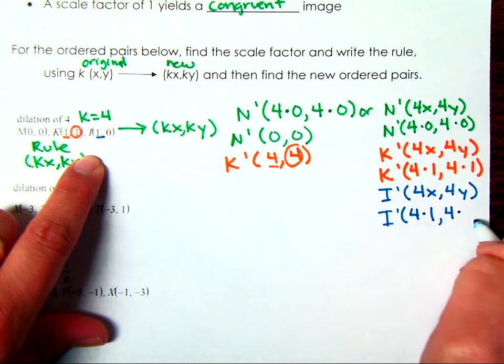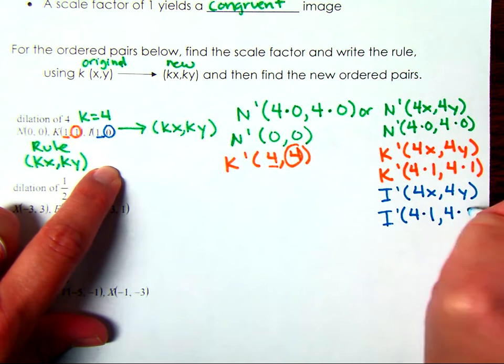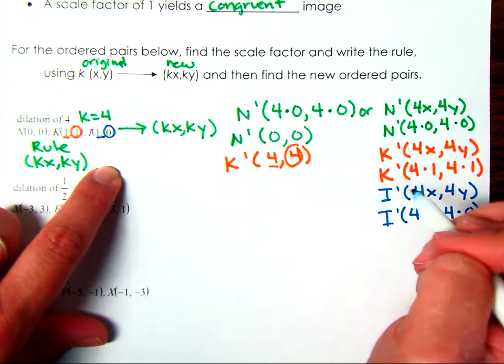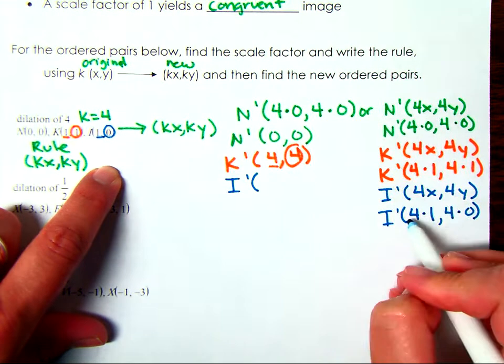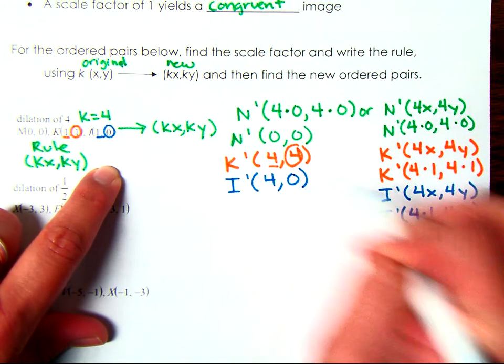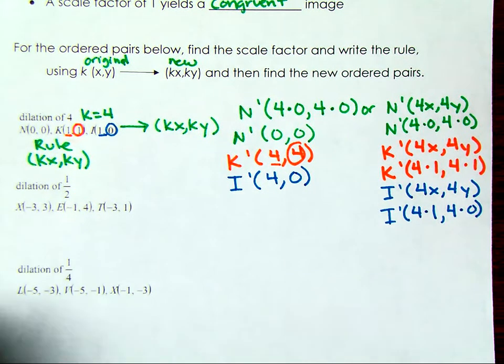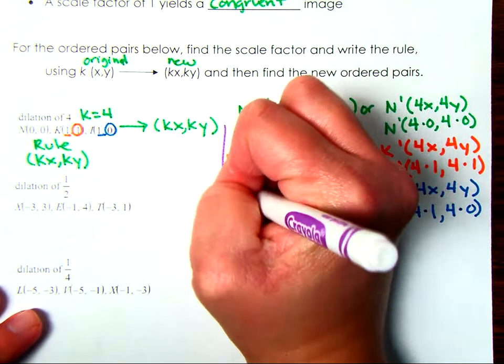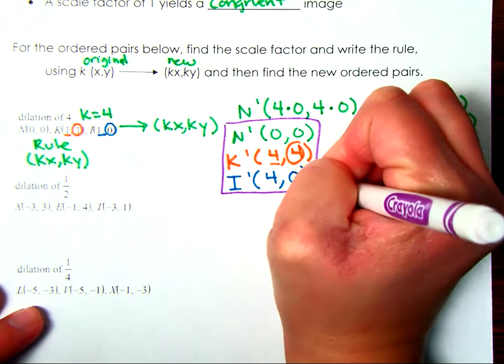And for I, my original y was 0. So then I can see that I prime, 4 times 1 is 4. 4 times 0 is 0. So these are my new ordered pairs for that first problem.